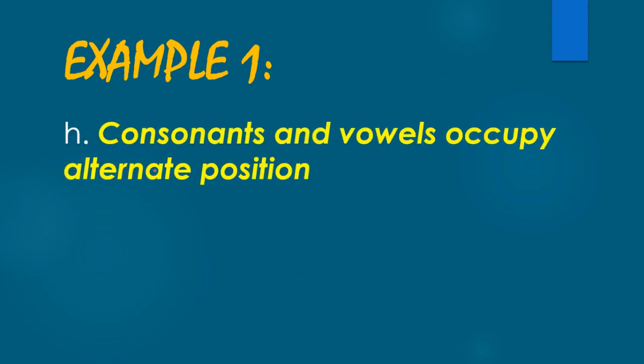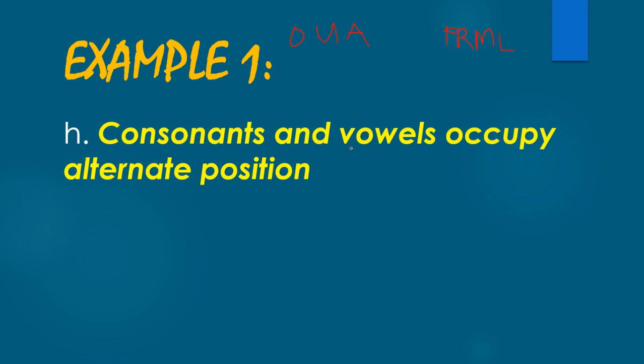Okay, next, we have the consonants and vowels occupy alternate position. So again, the vowels are O, U, and A. So we have 3 vowels from the word formula. And then we have the consonants F, R, M, L. So we have 4 consonants.